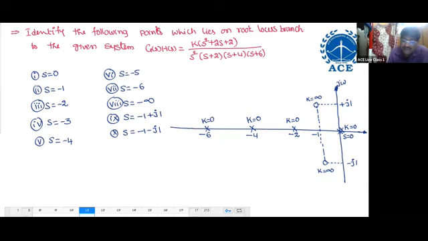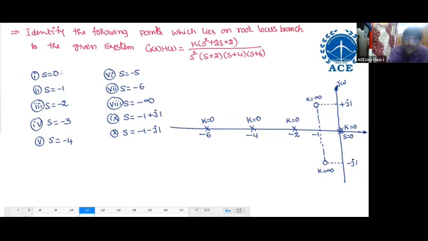Come on, it is the first page after the break. Come on. Yes, no, yes, yes, yes. No, yes, yes. Right. First, 0 is on root locus or not on root locus?